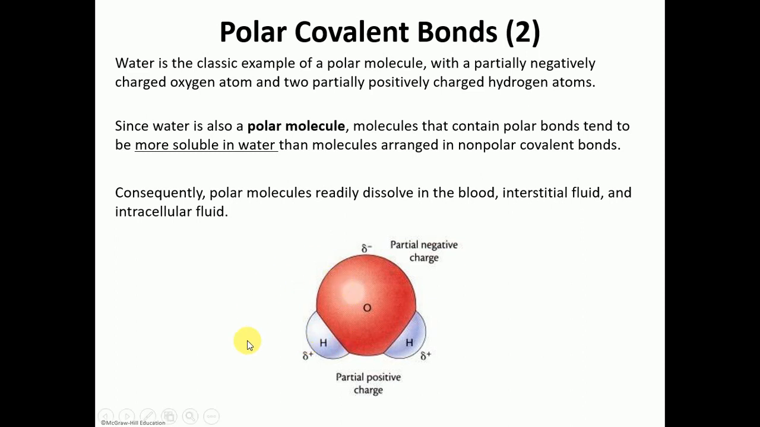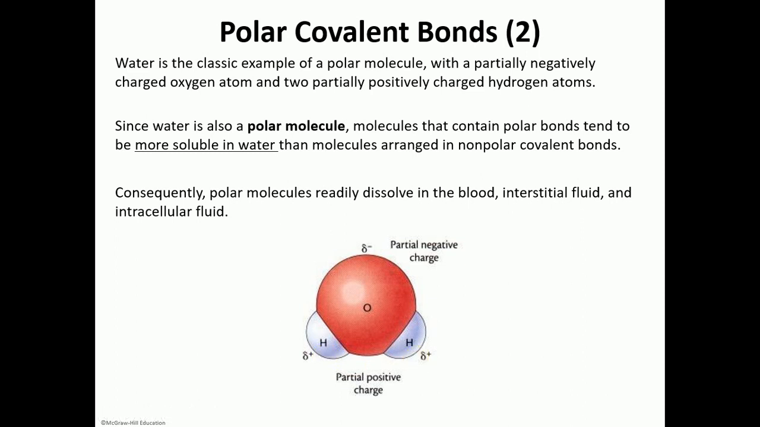And you can see here in this picture, water is really the infamous example of polar covalent bonds, where you have on the oxygen end a very slightly negatively charged side, while on the hydrogen ends you have a very slightly positively charged side.